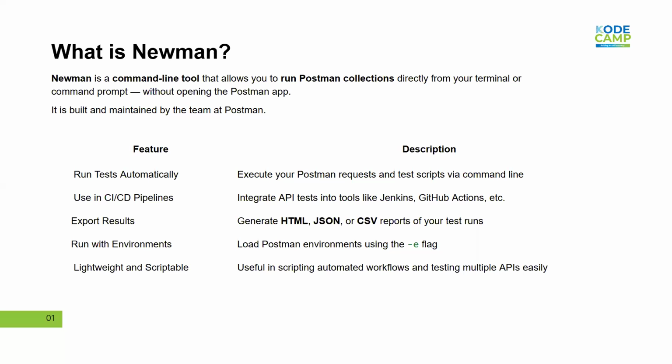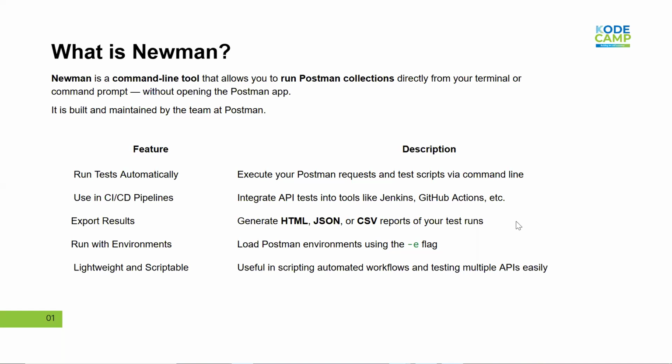So when you're using an environment, you have to add this -e flag to tell Newman that you are working with an environment. And if you're not working with an environment, you don't need to add this -e flag whenever you want to run it. Don't worry, we'll still do a practical.